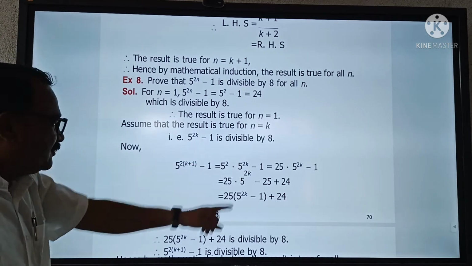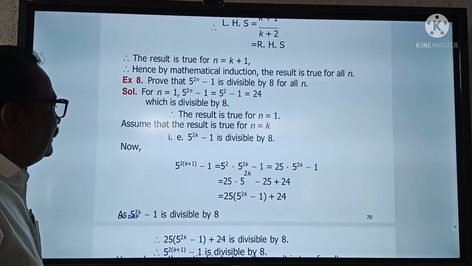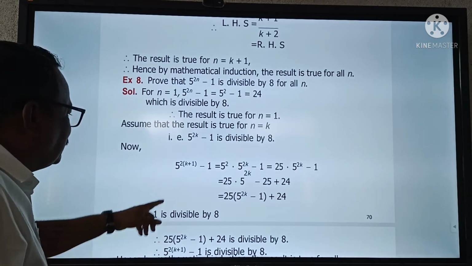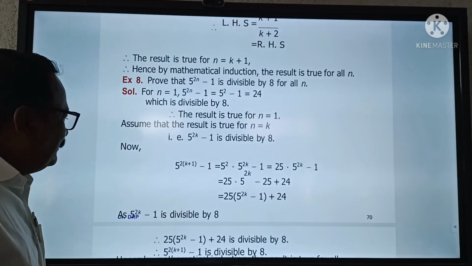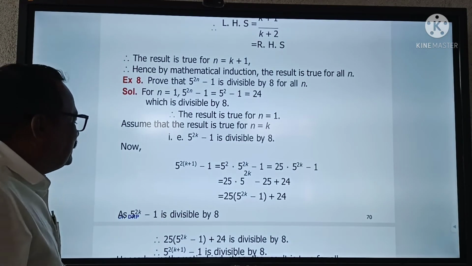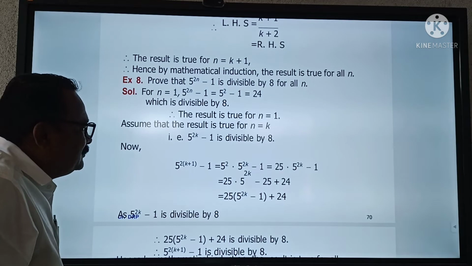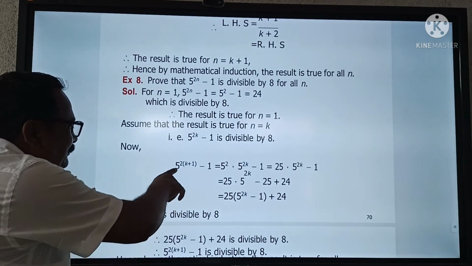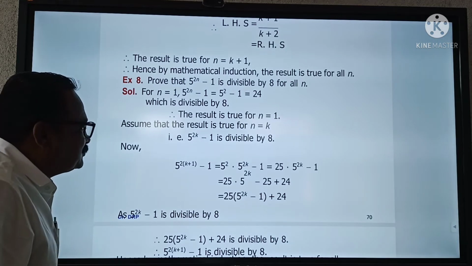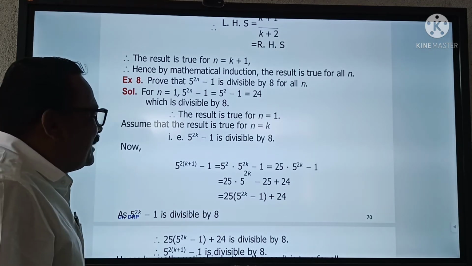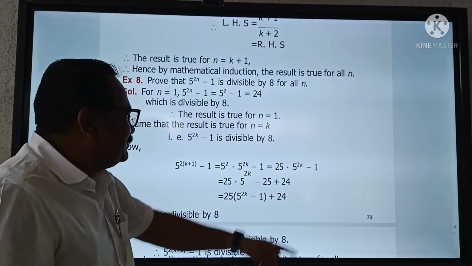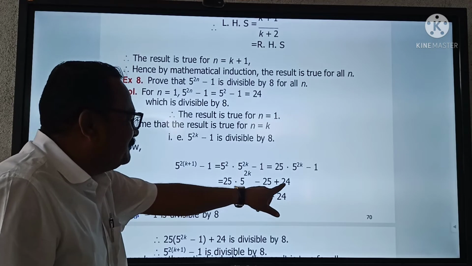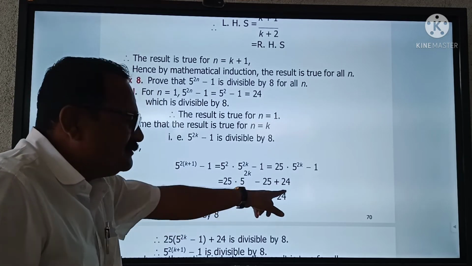We assume it. And we have to prove that 8 divides 5 raised to 2 into k plus 1 minus 1. So that's why we simplify this. 5 raised to 2 into k plus 1 minus 1 becomes 5 square into 5 raised to 2k, that is plus 2, minus 1 as it is. Simplifying, we get 25 into 5 raised to 2k minus 25 plus 24. That is, minus 1 can be written in this way.